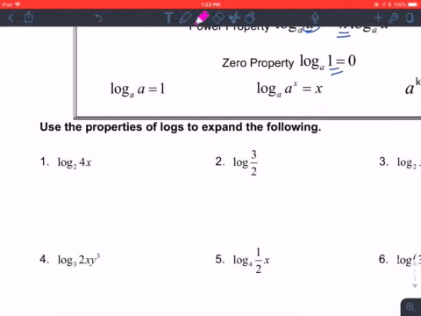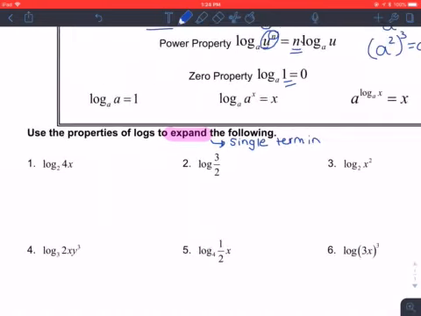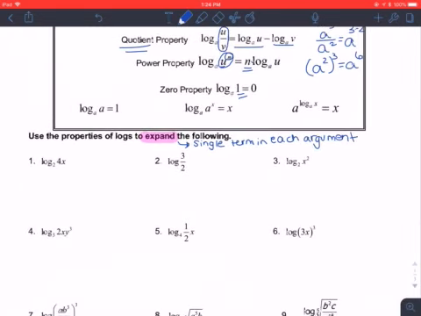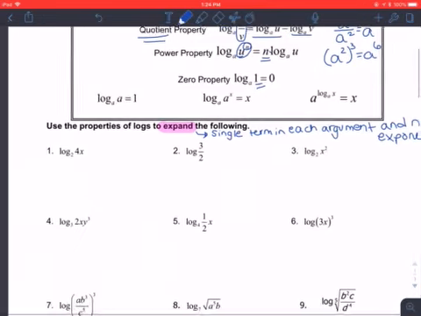Okay, so let's use these properties to help us do a few things. We're going to start by expanding. We need to keep in mind when we're expanding, our goal is to have a single term in each argument, and no exponents. So I will know that I'm done with expanding when I only have one term in each of my arguments and there are no exponents left.